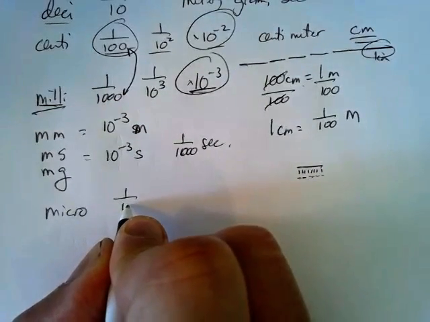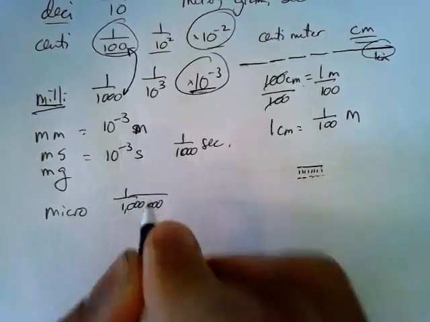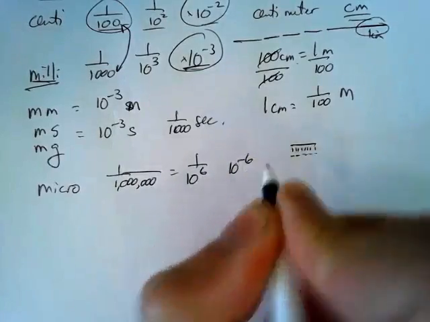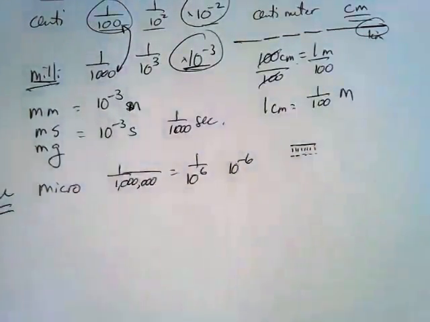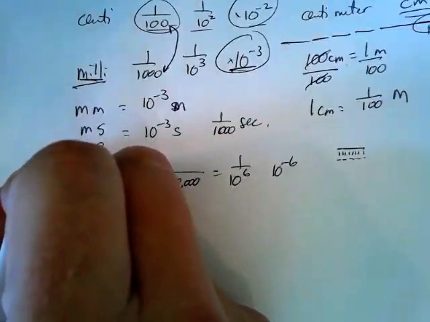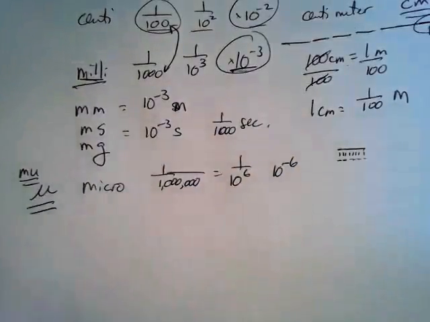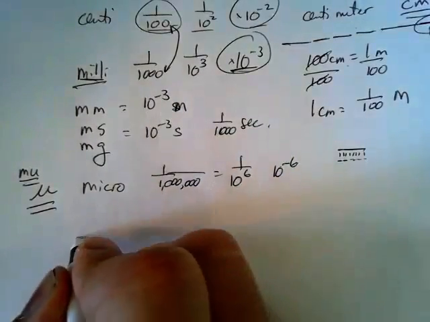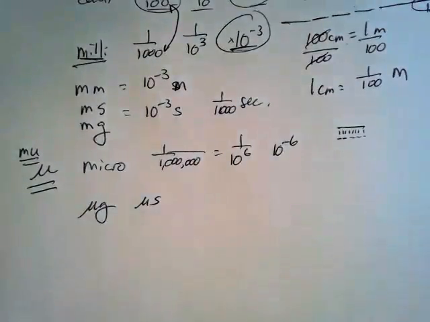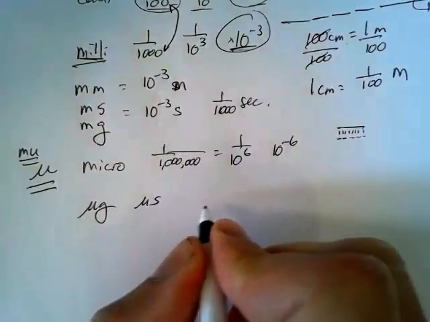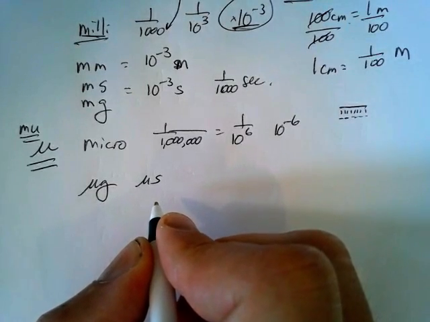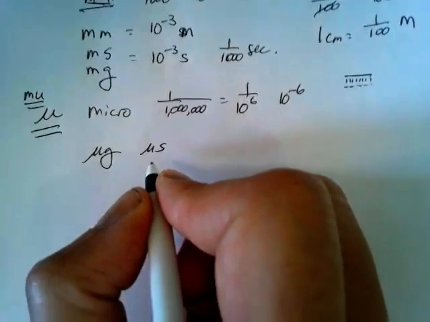Micro is 1 over a million, or 1 over 10 to the 6th, or 10 to the minus 6. We use the symbol mu. This is not a U. This is the Greek symbol mu. So it's a fancy looking U for micro. If we talk about micrograms or microseconds, we'd be talking about 10 to the minus 6 seconds, or 10 to the minus 6 grams, or 10 to the minus 6 meters, a millionth of a meter. Take a meter, divide it into a million parts in your mind.